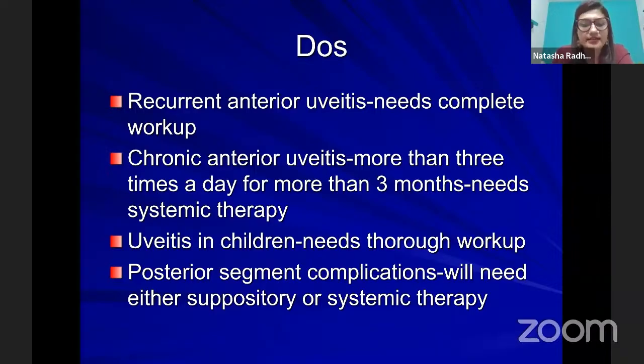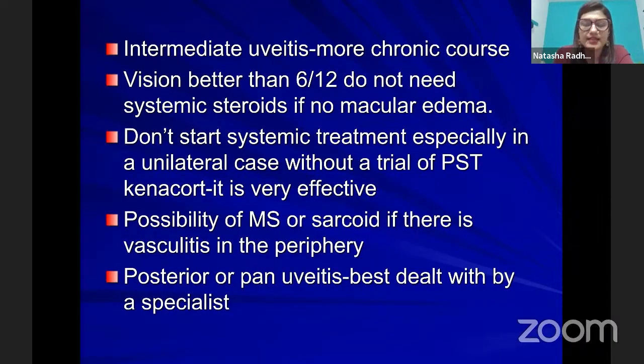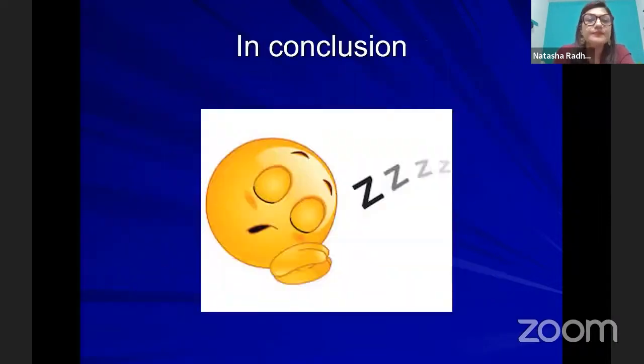Uveitis in children needs thorough workup. Posterior segment complications will need systemic treatment, and don't start systemic steroids in inadequate doses, and don't keep patients on topicals alone if the patient has posterior segment involvement.